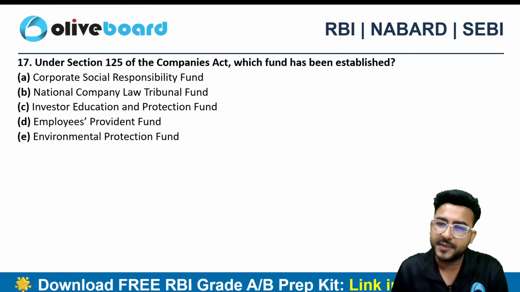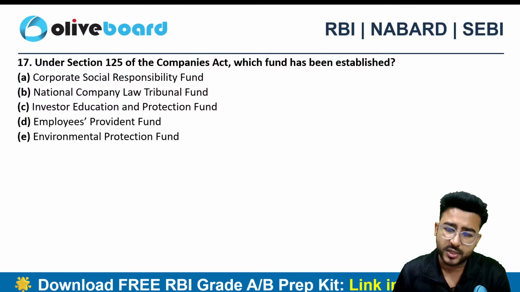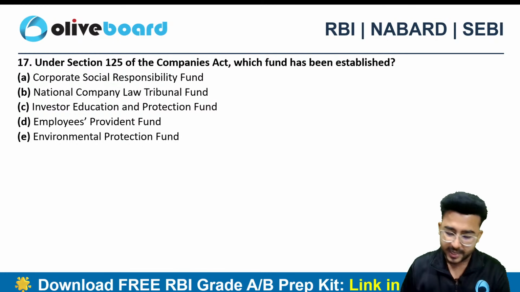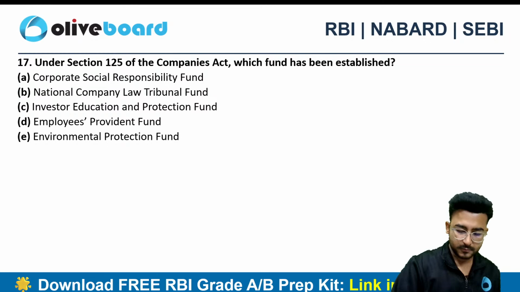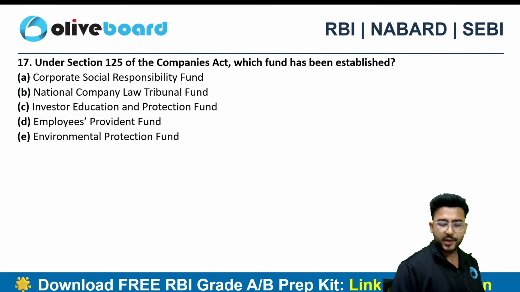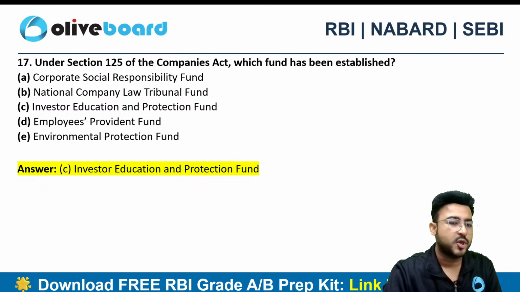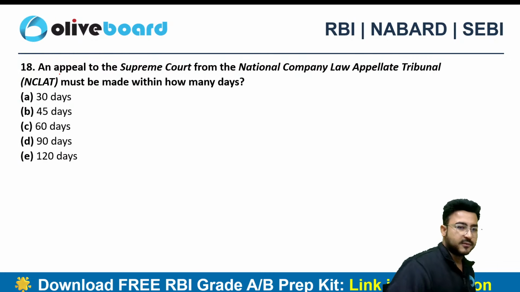Next one. Under section 125 of the Companies Act, which fund has been established? Option A, CSR fund. Option B, National Company Law Tribunal fund. Option C, Investor Education and Protection fund. Option D, Employee Provident Fund or Environmental Protection Fund. Now this is one of the most simple questions I can say. Perfect. That's none other than your Investor Education and Protection Fund. Option C.